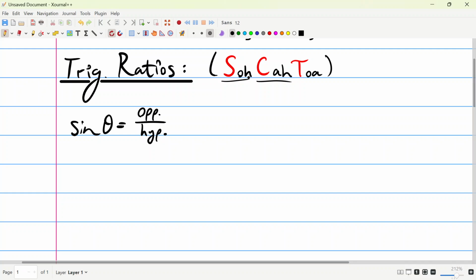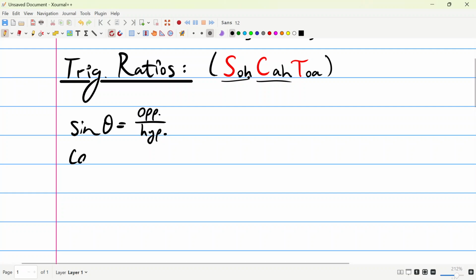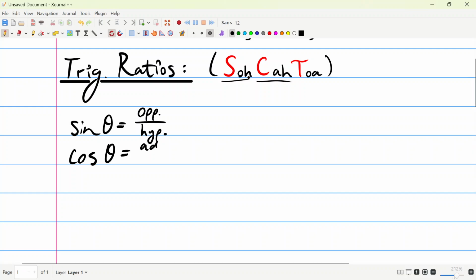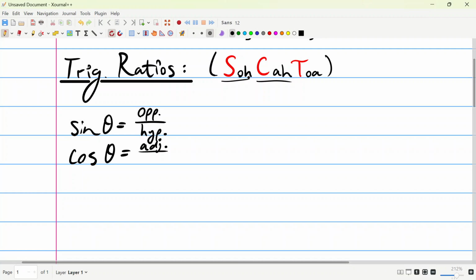So SO, CA, and C would stand for cos. So cosine theta is equal to AH, meaning adjacent over hypotenuse. Remember that these are representing the sides with a relationship to the angle, meaning the relationship with the angle theta. With sine, we are going to be dealing with the opposite side divided by the longer side, which is the hypotenuse. With cosine, it's going to be the adjacent side, which is the one next to the angle, over the hypotenuse, that's the longer side. So it's ADJ over hype.